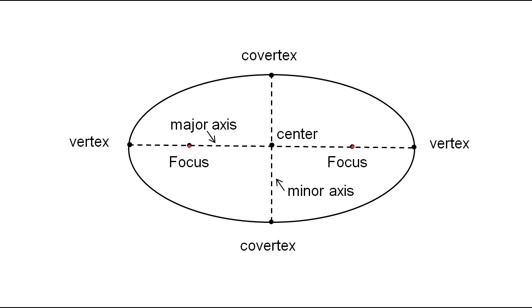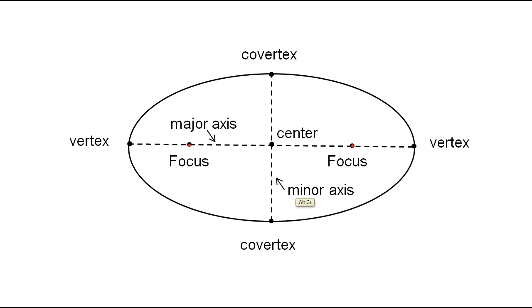You have what we call a vertex at the end of the major axis. You've got another vertex at the end of this major axis, and these are called covertices. Those aren't as important of terms as major axis, minor axis, and focus. But let's take a look at a couple other pieces here.